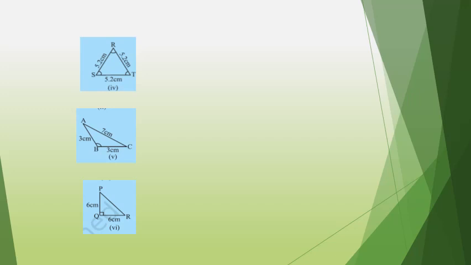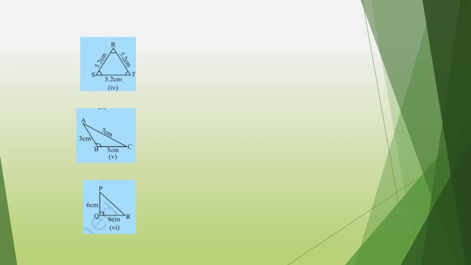Similarly, look at figure 5. Triangle ABC in which two sides are of the same measure, that is equal to 3 cm, and the third side is 7 cm. Hence, on the basis of sides, triangle ABC is known as, which type of triangle is this one? Two sides are equal, then it is called an isosceles triangle. And one angle is given, it is an obtuse angle. Hence, on the basis of angle, triangle ABC is known as an obtuse angled triangle.